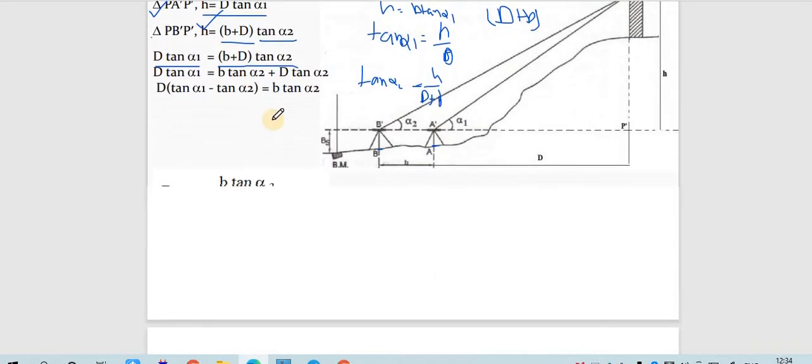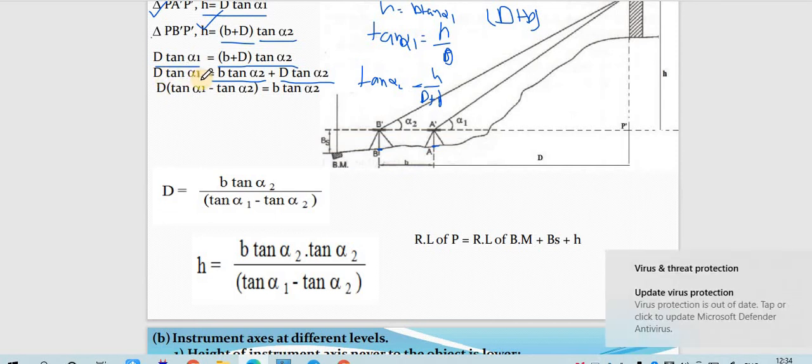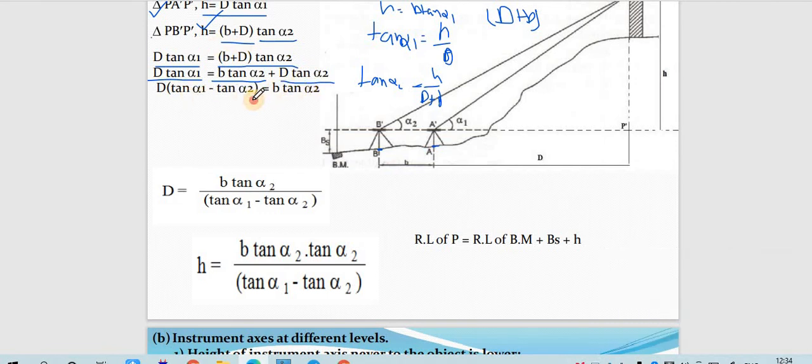Now we are multiplying this tan alpha 2 into the bracket. So it will be B tan alpha 2 plus D tan alpha 2. Now we'll consider D terms on one side and the B term on the other side. So D tan alpha 1 minus D tan alpha 2, D we are taking out as common: D equals to D tan alpha 1 minus tan alpha 2.